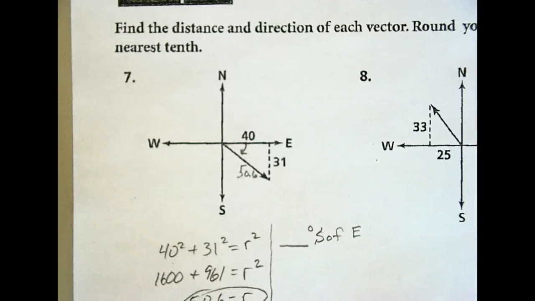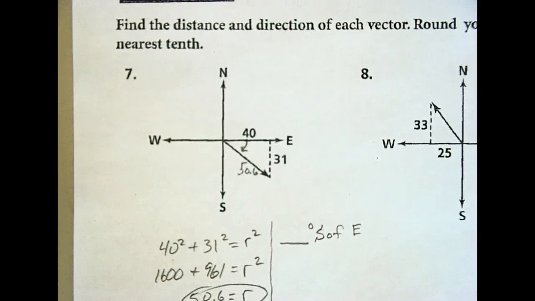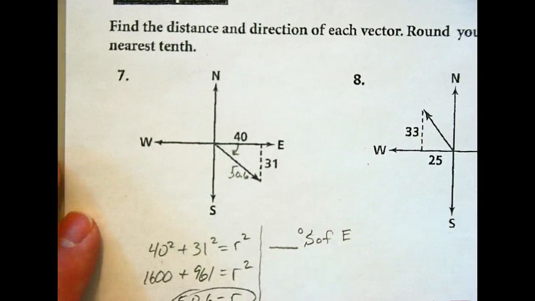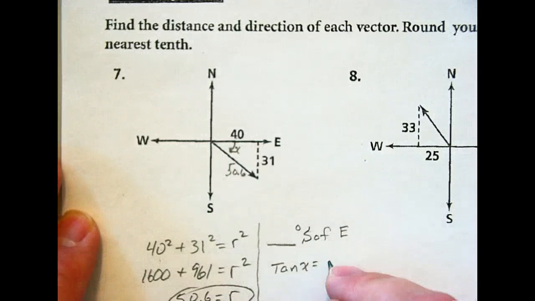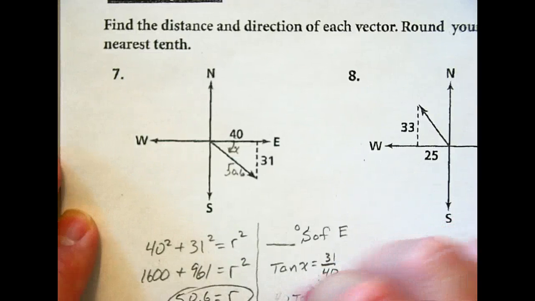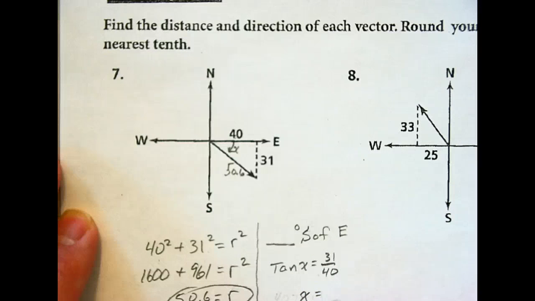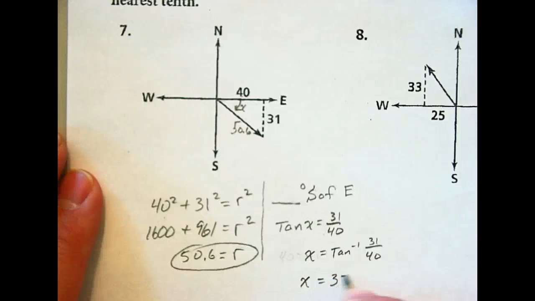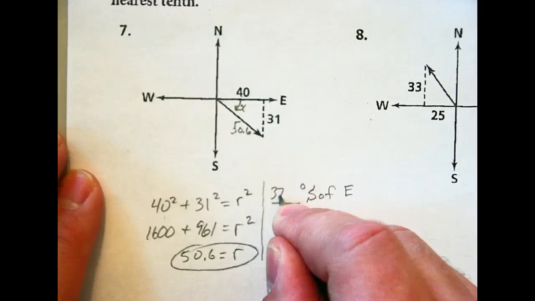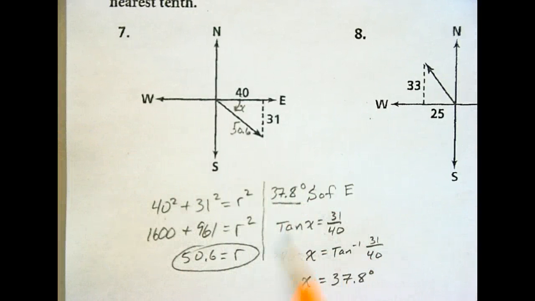All right. Any thoughts on how to do it? Jordan? You could make it tan x equals 31 over 40. Good. So if we call this x, we could say that this angle, the tan of x, is equal to opposite over adjacent, or 31 over 40. Cross multiply to get 40 tan x. Oh, hold on. Sorry. Choose the inverse tangent there. Finding that angle. Inverse tangent of 31/40. So x is 37.8 degrees. That's south of east.